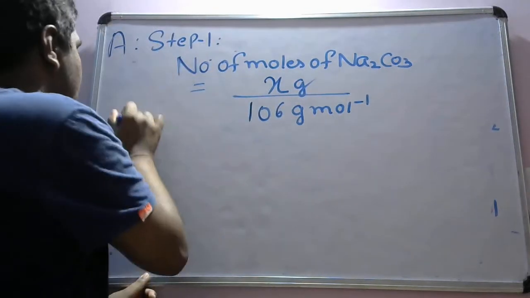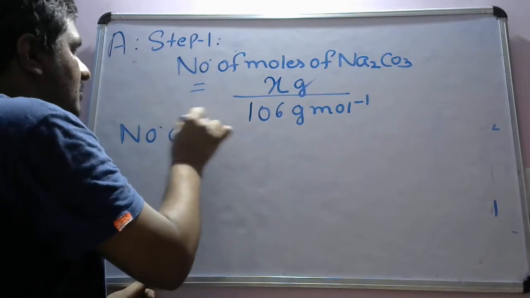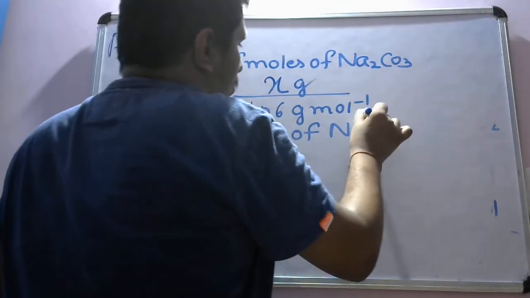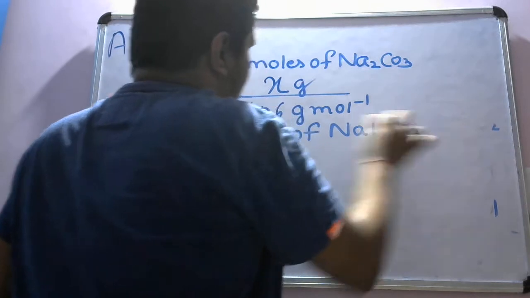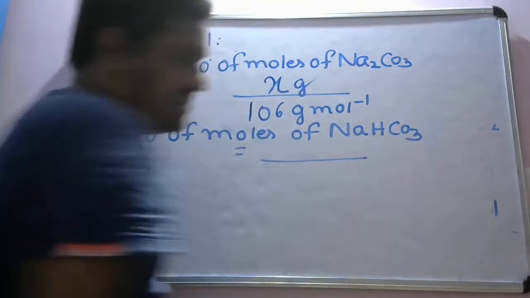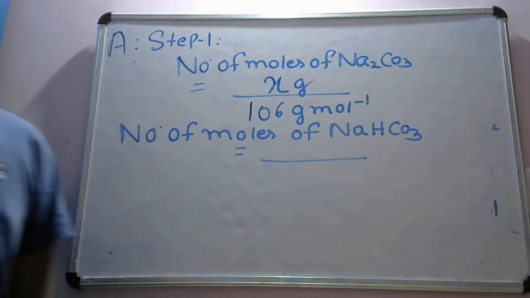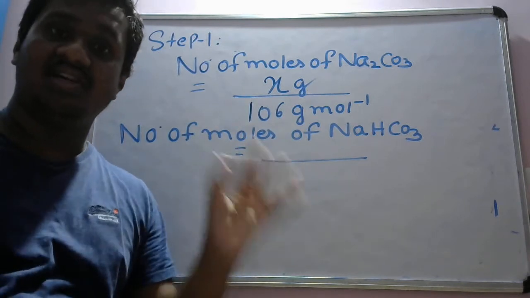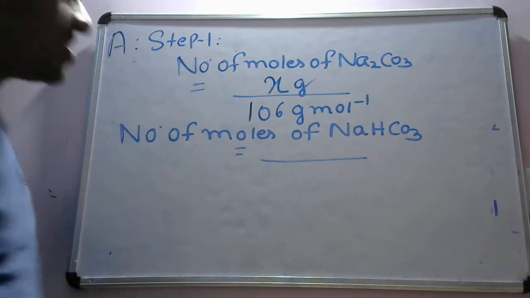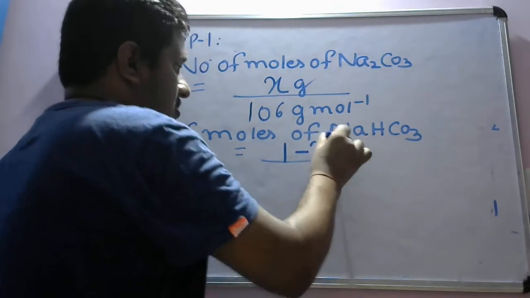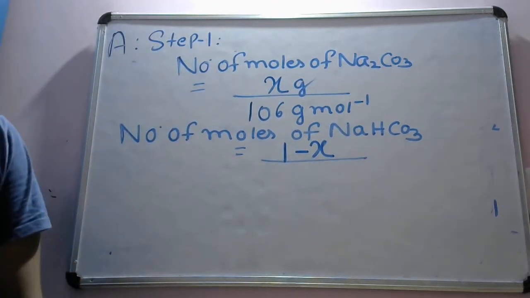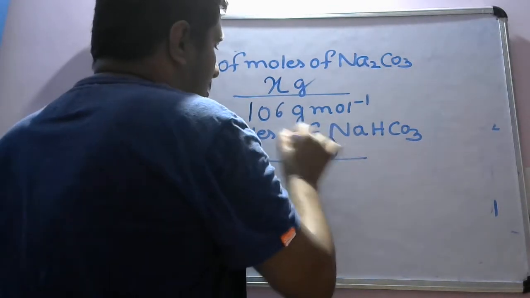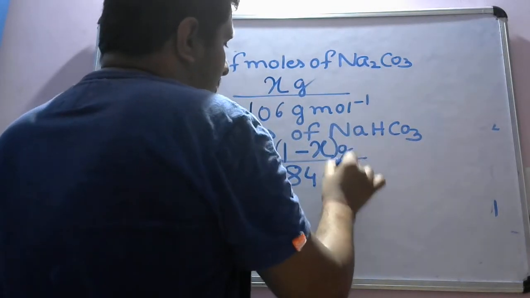Now the number of moles of NaHCO3, given mass by molar mass. So the given mass of NaHCO3 is, in terms of x, 1 minus x grams. The molar mass of NaHCO3 we just saw in the previous discussion, 84 grams per mole.